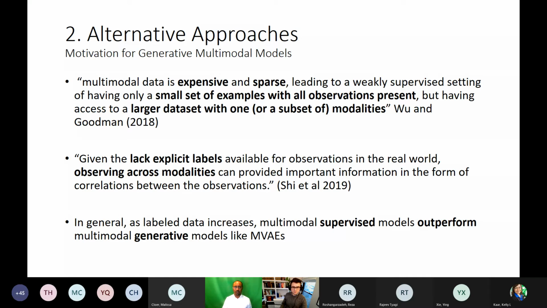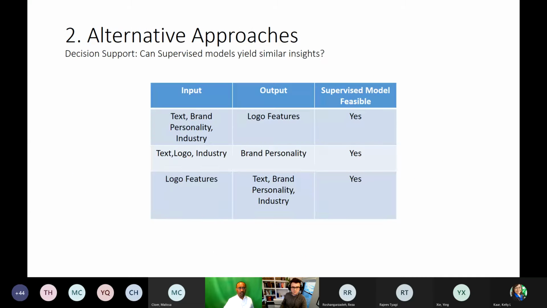And that's essentially what this comment here says, and something similar is echoed in Shi et al. in 2019. So in general, as the labeled data increases, the supervised models outperform the multimodal generative models, and that's documented. So then the question is, is there a reasonable benchmark to apply here in terms of looking at supervised learning as an alternative? And so the question is, can we input text?